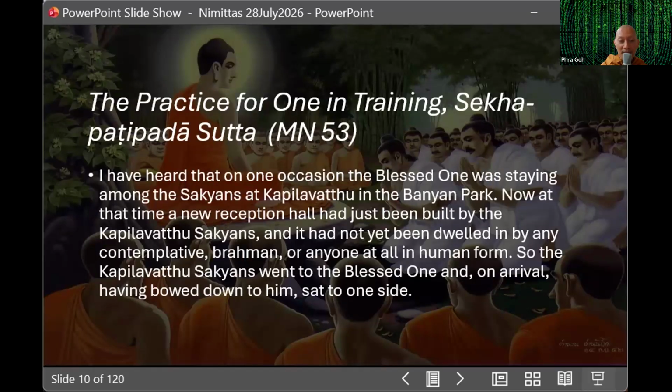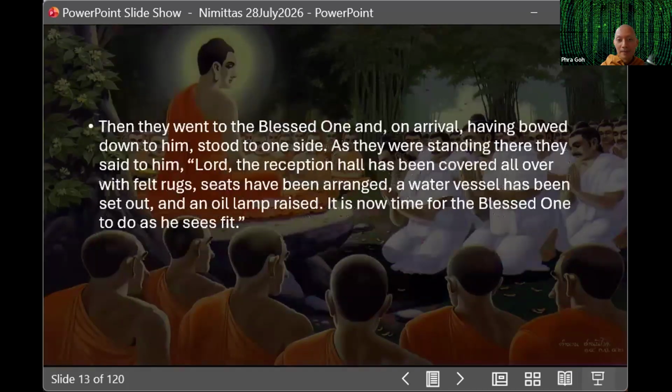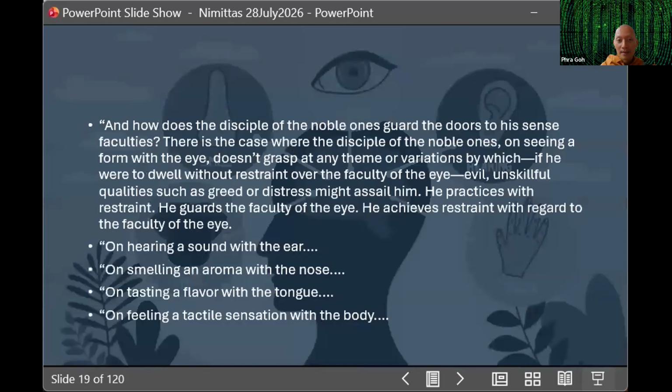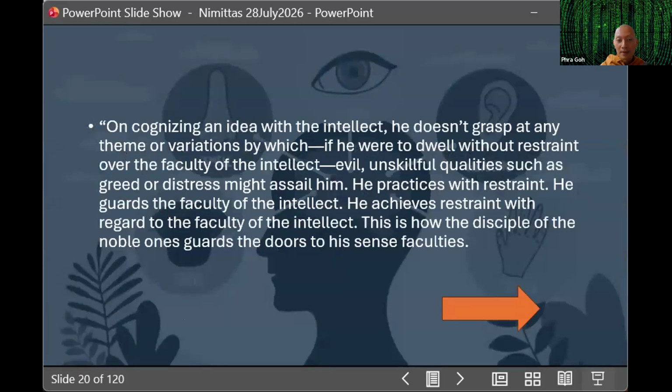And where have we stopped? Okay, so we stopped here. We talked about the six senses. So this is the mind door, cognizing an idea with the mind or intellect.